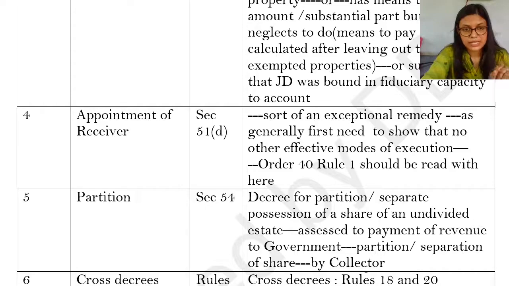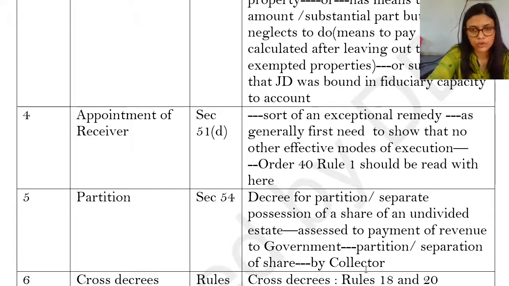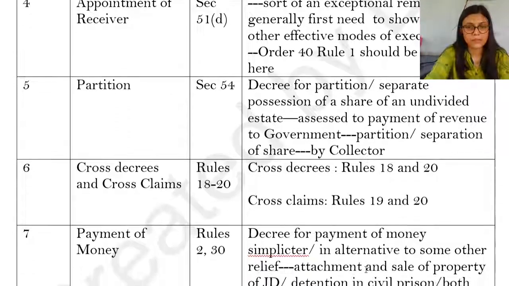Now, cross decrees and cross claims, I think I forgot to deal with it in detail. You can go through these particular rules. For cross decrees, you can go through rules 18 and 20, and for cross claims, rules 19 and 20. If there still remains any confusion, please let me know, or I'll try to cover it in the next lecture. Then the next thing that is there is payment of money.